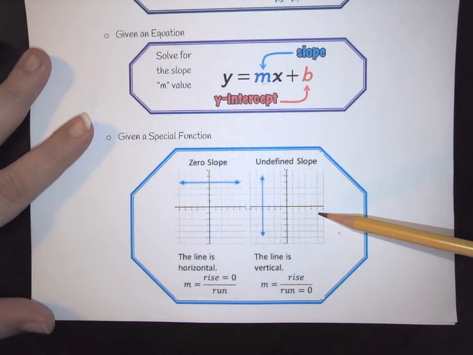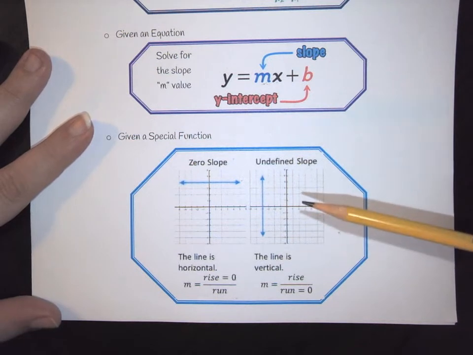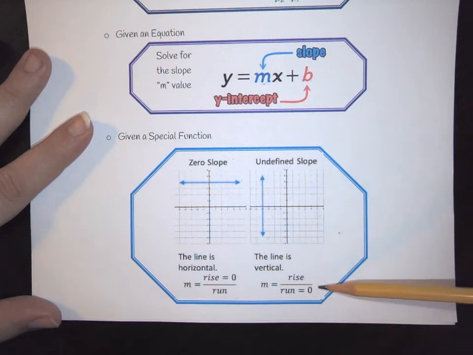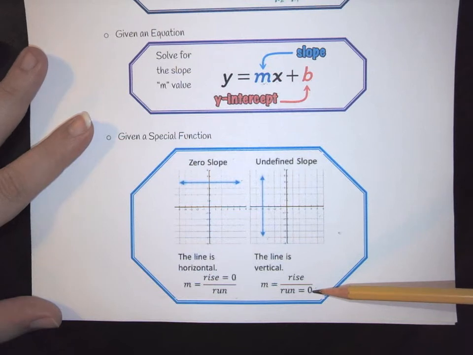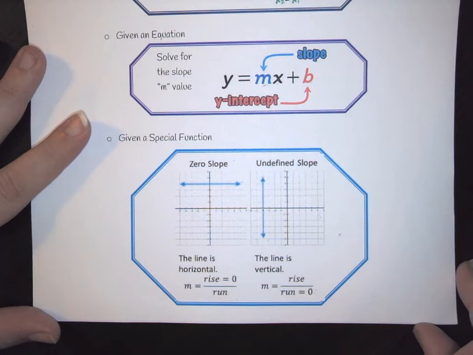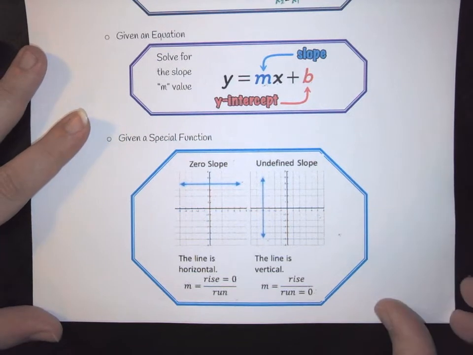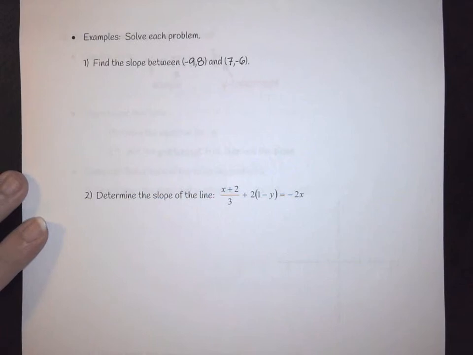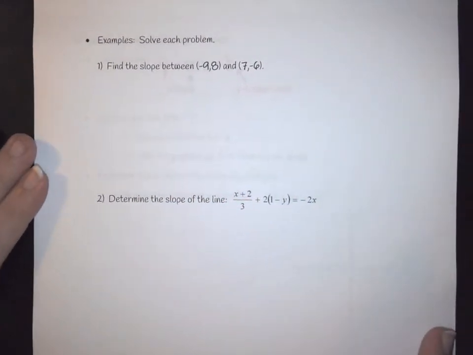The other special case, and the one that tends to trip most people up, is the undefined. Notice we have this vertical line here. The reason it's undefined is because if you look at the equation, my 0 is on the bottom. And if we know anything about fractions, the number one rule is that you cannot have a 0 in your denominator. So what we're going to do is we're going to look at a couple examples here on being able to calculate your slope given some different parameters.